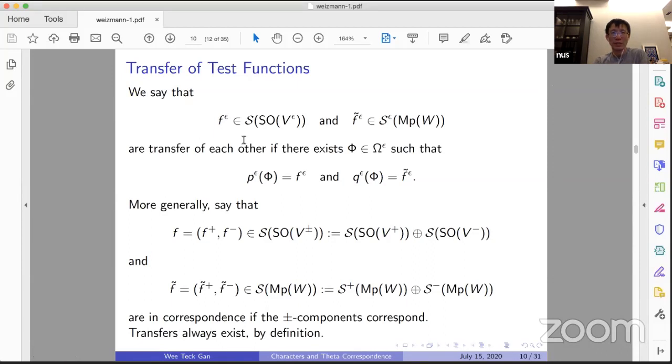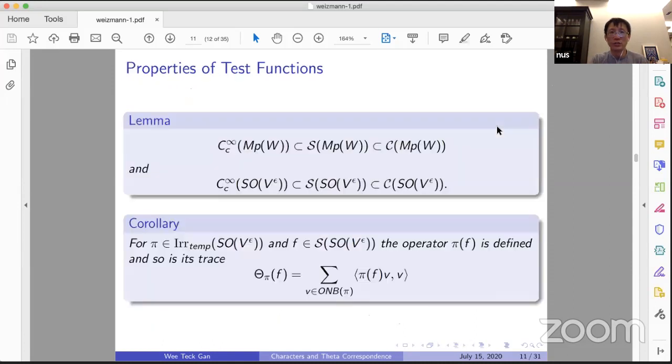So one obvious observation to make is that transfers always exist. Why? Because these spaces of test functions are defined to be the images of P and Q respectively. So if you give me any function F, I can find a phi so that P phi is F. Then I just take Q phi to be the transfer. So transfer always exists. This is in contrast to, for example, endoscopic transfer, where you had a hard time trying to prove that transfer exists.